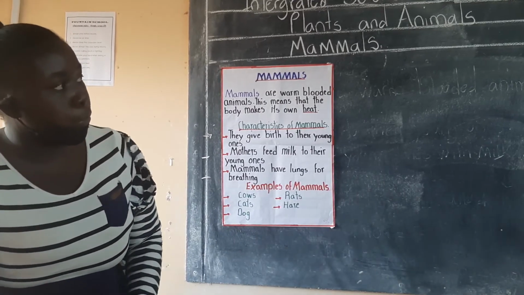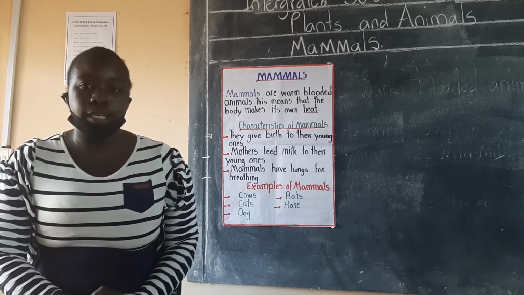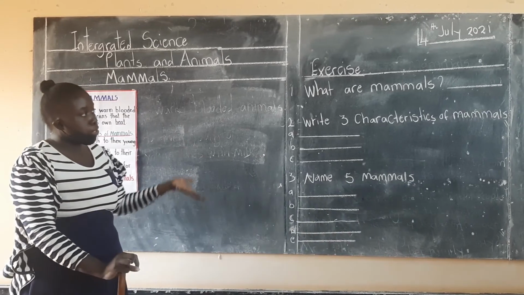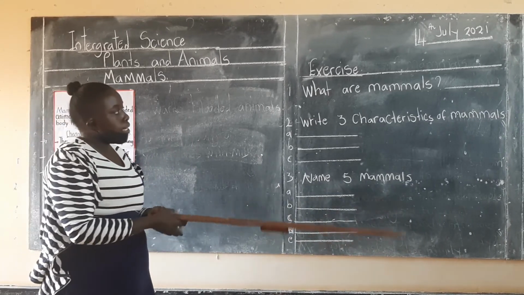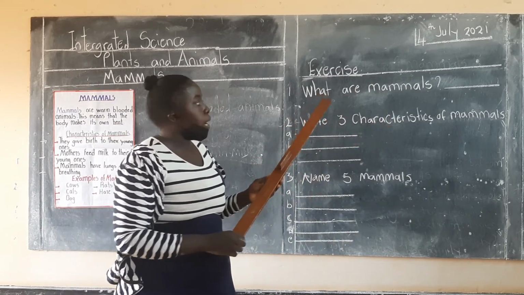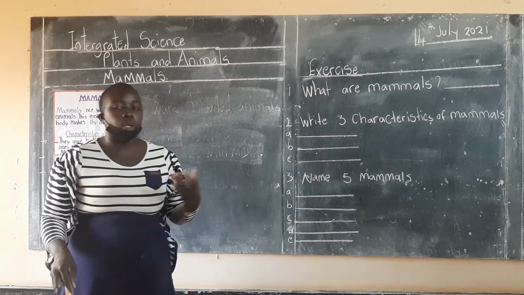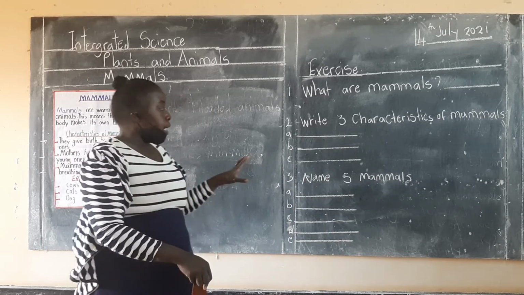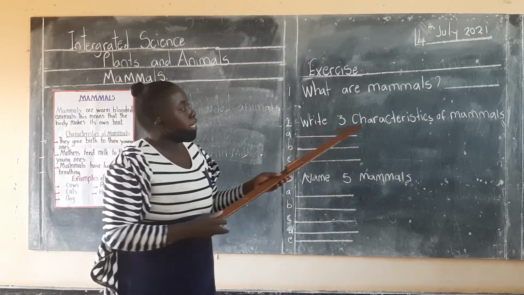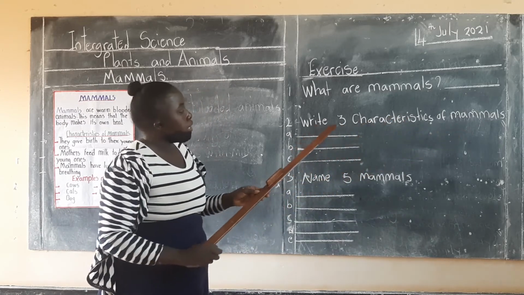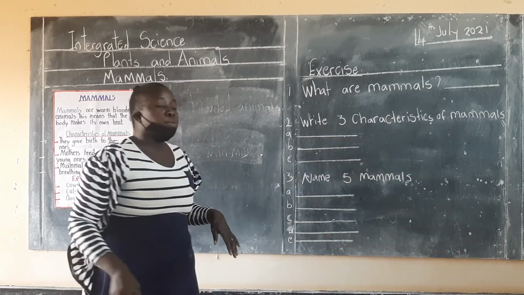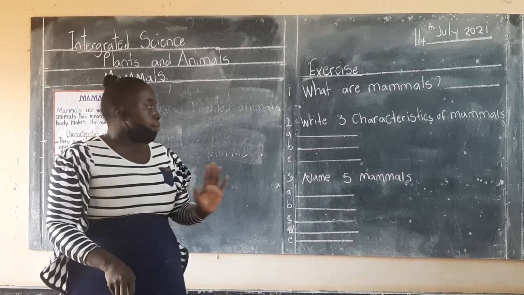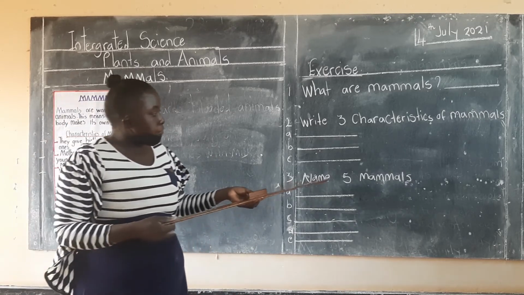Okay, I have an activity for you, and I want us to do this activity together. We have an activity on the board. Let us go through the questions together. Number 1 says, what are mammals? In other words, you are required to define what mammals are. Number 2, write 3 characteristics of mammals. So you state the 3 characteristics of mammals.